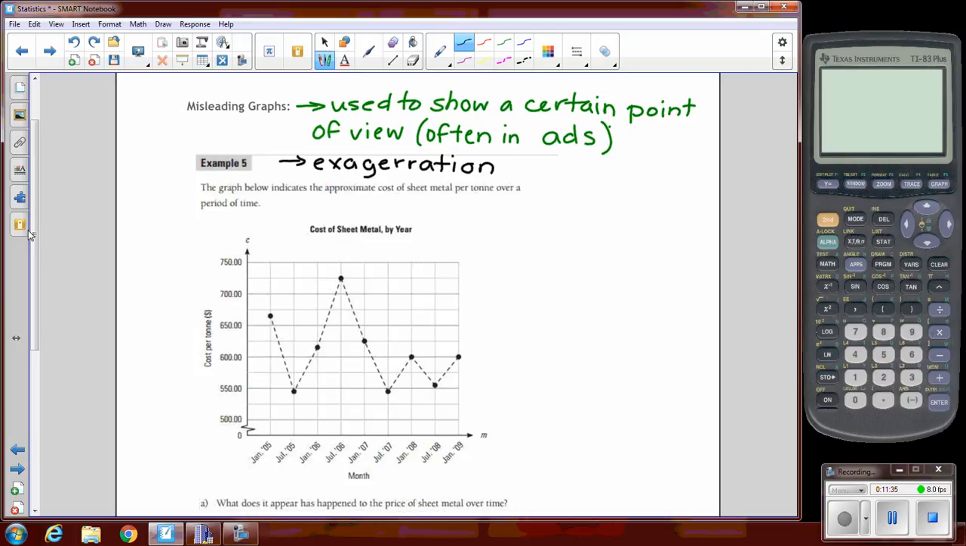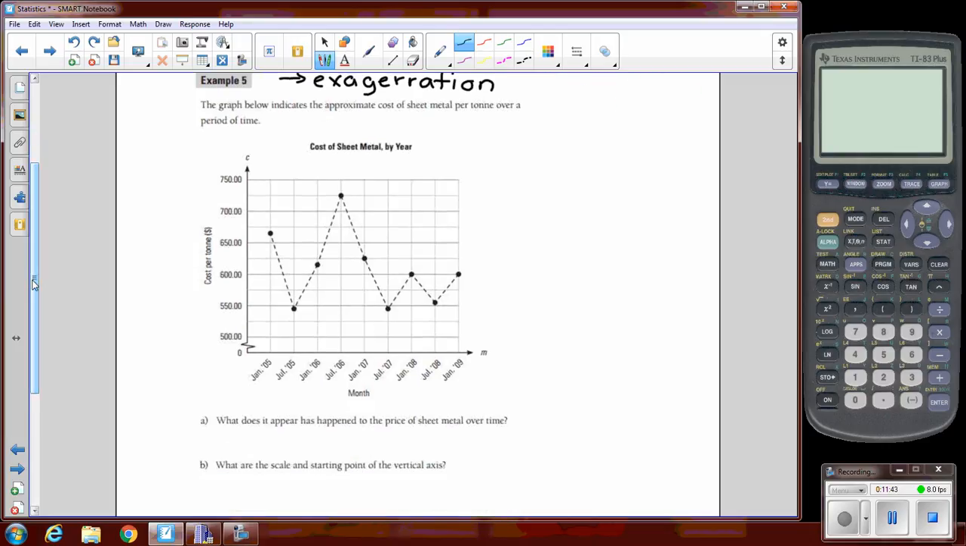In this first graph, example 5, it says the graph below indicates the approximate cost of sheet metal per ton over a period of time. We could see the cost per ton up the side, and the months going from January 2005 to 2009. It asks, what does it appear has happened to the price of sheet metal over time? If you just look at it, it's going up, down, it's all over. What is that actually telling you?